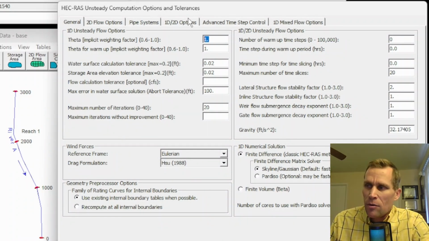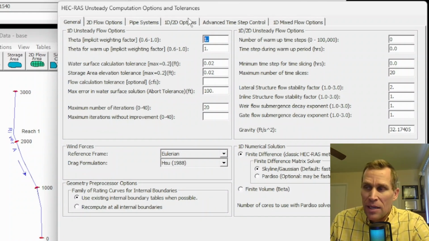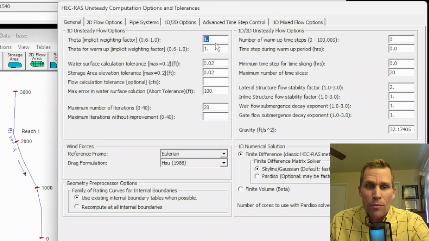If your model is unstable, make sure to set theta to 1. And for rivers with tidal boundaries, in which case rising tide will propagate upstream, use theta of 0.6, that minimum value. All right, on to number 4 on our list is calculation options and tolerances.